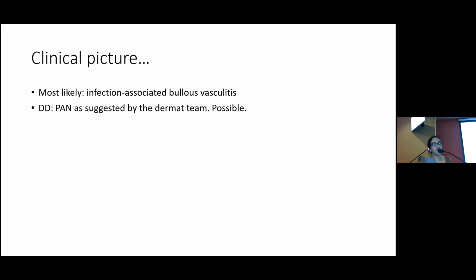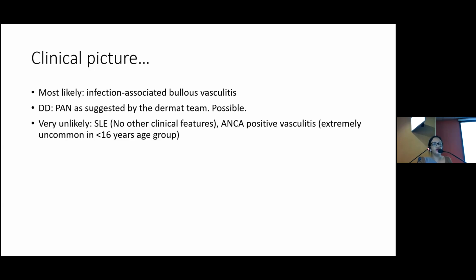For the differential diagnosis, the dermatology team had also suggested that polyarteritis nodosa was a possibility. Agreed, it is a possibility, although there were no other clinical features in favor of that. But what I would say is very unlikely was SLE, because there were no other clinical features, only a very short 1 week history of febrile illness followed by all this. So I would say ANA, because SLE can cause a vasculitis.